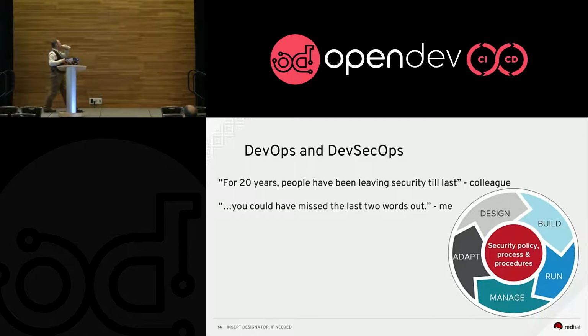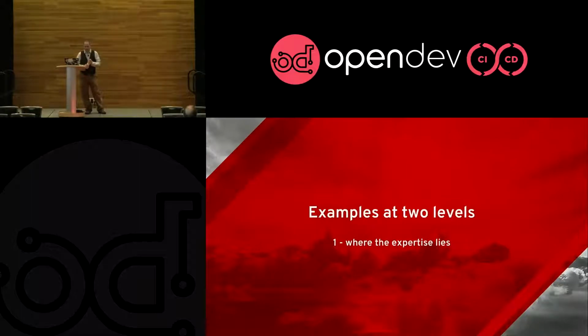So as you'll see, I've put policy, process, and procedures in there, because I think we need to think of all of them, and I'll talk a bit more about that as we go through. I'm going to give you an example of a couple of types of areas where security can, and I would say has to be baked in if we're actually going to make DevOps DevSecOps.